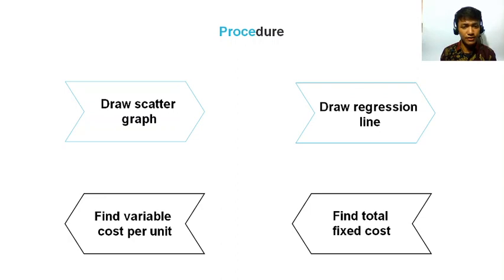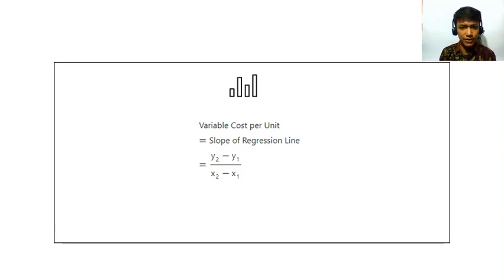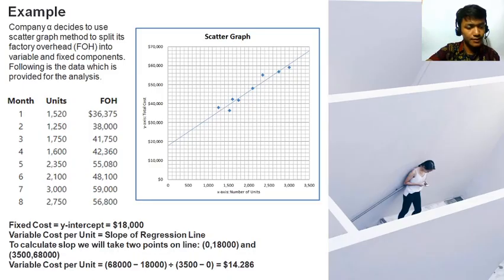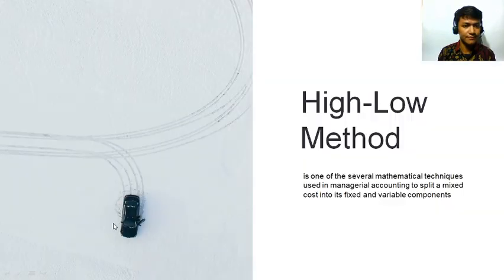The fourth procedure is to find variable cost per unit. Variable cost per unit is equal to the slope of the line. Take 2 points, x1 and y1, and x2 and y2, on the line and calculate variable cost using the following formula. This is the formula for variable cost per unit. For the example, we can see this and the solutions.